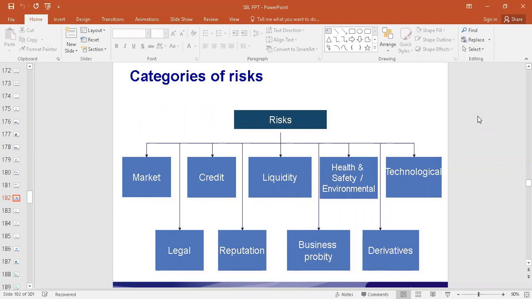Then, different categories of risk. Conceptually, you should know what these risks are. Okay. Conceptually, the risks that are present, let's learn them.